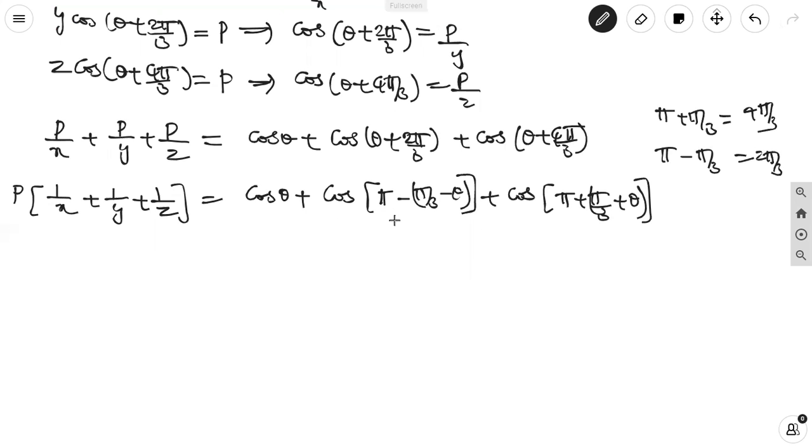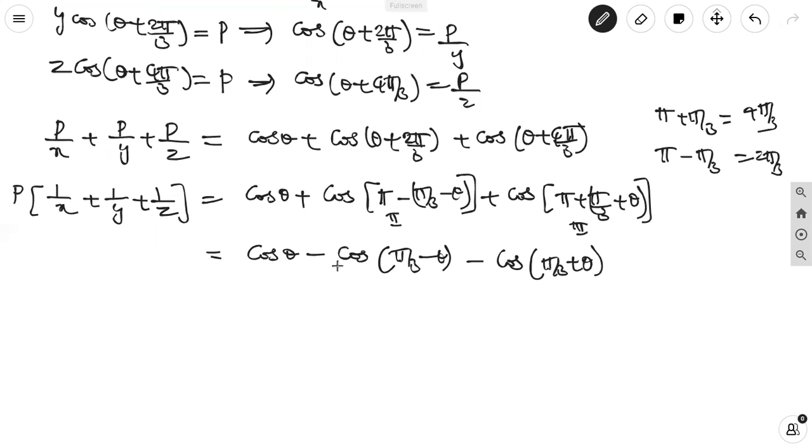So this is in the second quadrant, and this is in the third quadrant. In the second and third quadrants, cos is negative. So it is cos theta minus cos of (pi by 3 minus theta) minus cos of (pi by 3 plus theta). Then from the last two terms taking minus common: cos theta minus of [cos of (pi by 3 minus theta) plus cos of (pi by 3 plus theta)].